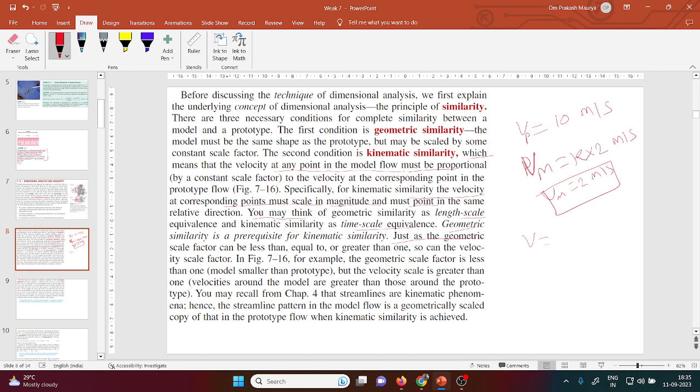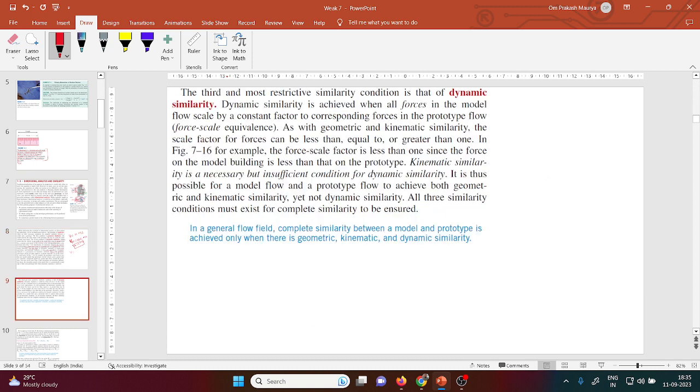The geometric similarity scale factor can be less than or equal to, or maybe greater than. If you want to design some small part, your model and prototype may be bigger or smaller, depending on what you are going to design.